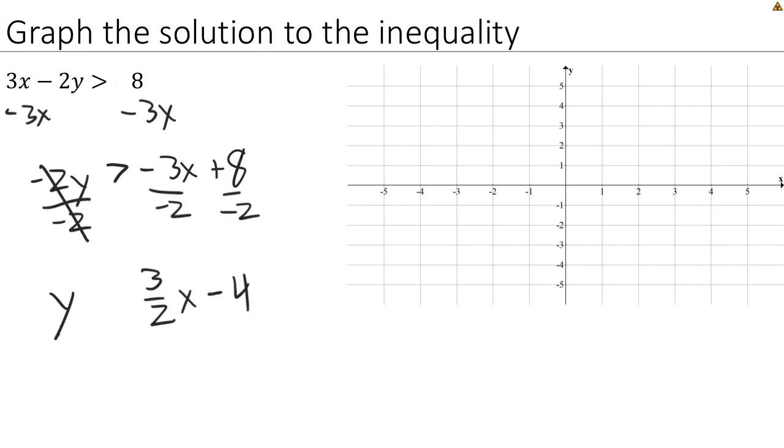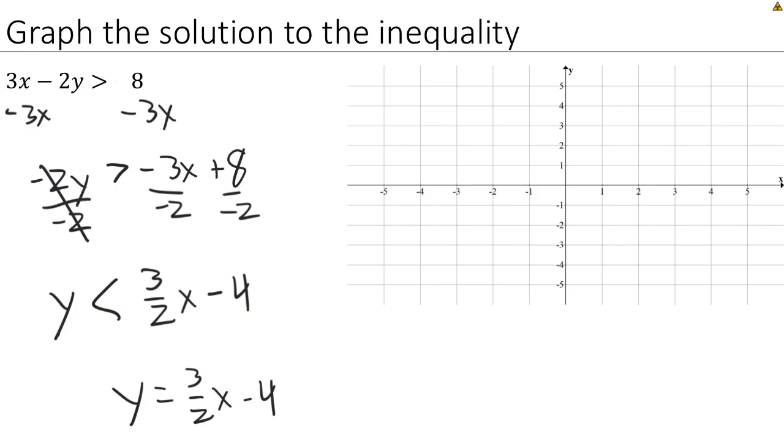Now, we just divided by a negative number, and so the rule for inequalities does apply here. We have to flip around our symbol from greater than to less than. And so we end up with the inequality y is less than 3 over 2x minus 4. Notice in this case that equal to is not a part of our inequality. And what that means is that the line y equals 3 over 2x minus 4 is not actually going to be part of our solution, but it's still going to be important.